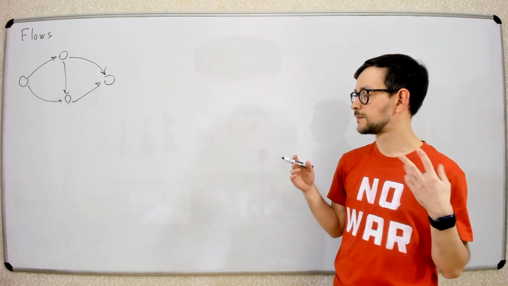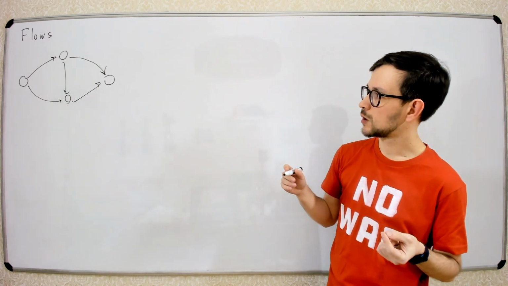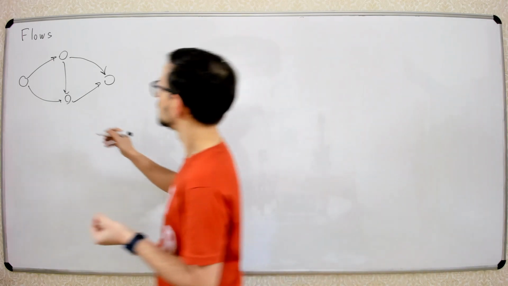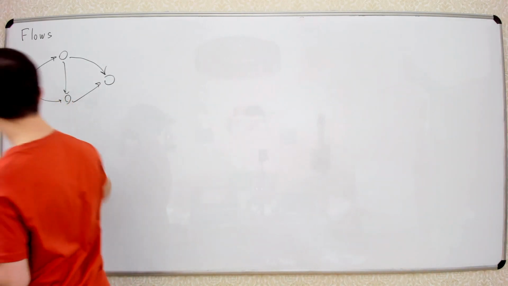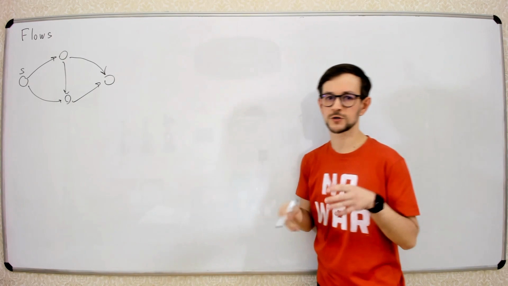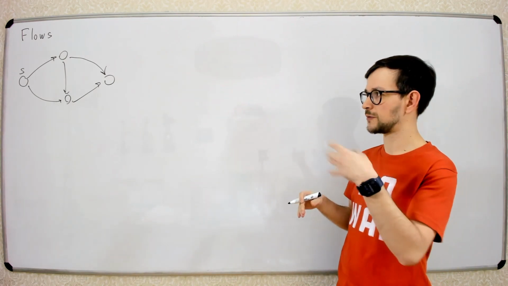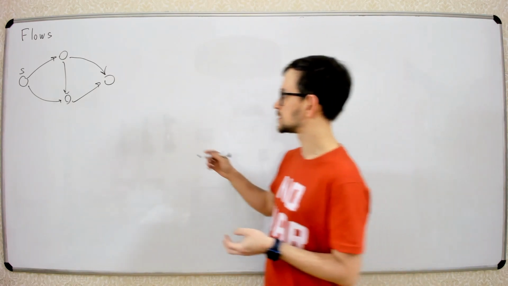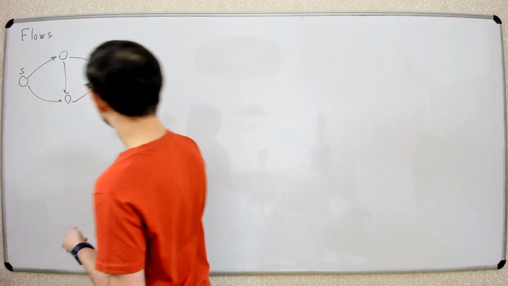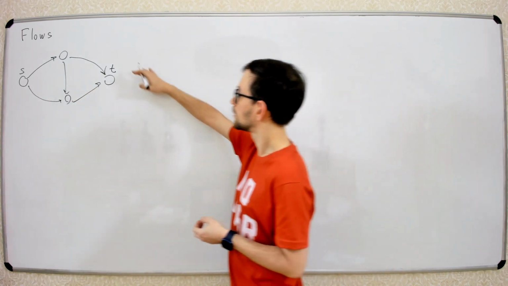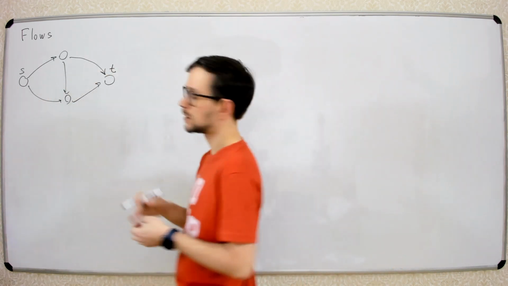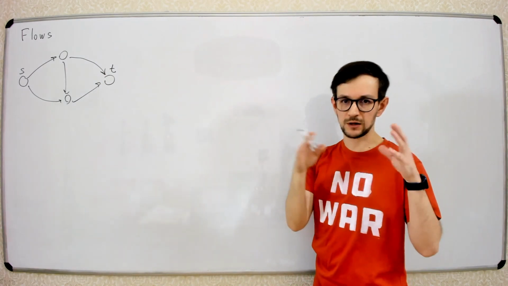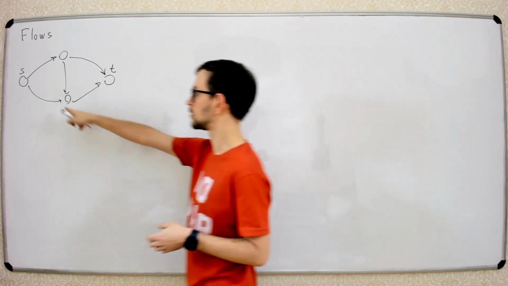So we have two fixed nodes. One node is source, S. It is the source of the liquid. So the liquid is starting to flow from this point. And it is sink. That's T. So this graph, and there's some liquid flowing from this point to this point in the graph.